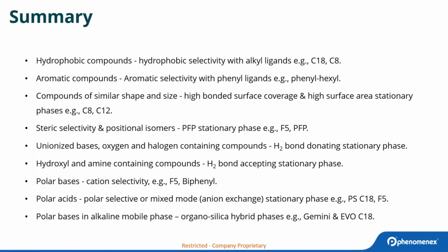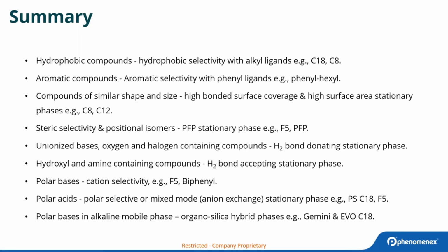And with that, I will go into the summary of what we talked about today. We talked about hydrophobic compounds and hydrophobic selectivity with alkyl ligands, C18 and C8. We talked about aromatic compounds and aromatic selectivity with phenyl ligands: phenylhexyl, biphenyl, F5. Then we talked about compounds with similar size and shape, and high bonded surface coverage stationary phases like C8 and C12. Then we talked about steric selectivity and positional isomers, where the PFP stationary phase can be utilized.